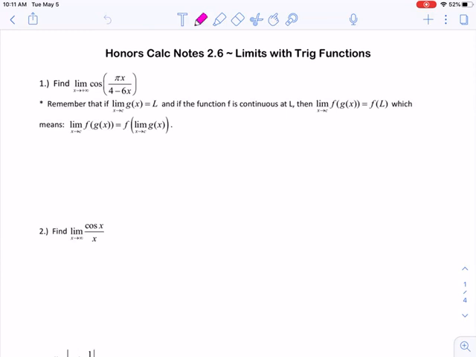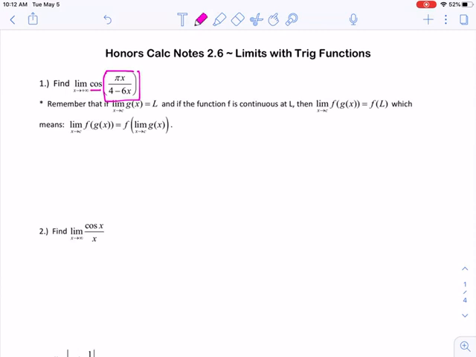Let's split it up as the composition of functions. Remember that if the limit as x approaches c of g of x is L, and if f is continuous at L, then the limit as x approaches c of f of g of x is going to be f of L. Well, that kind of seems confusing. What that means for us is that if I have a composition of functions, I can take the limit of the inside and then apply that function on the outside to it.